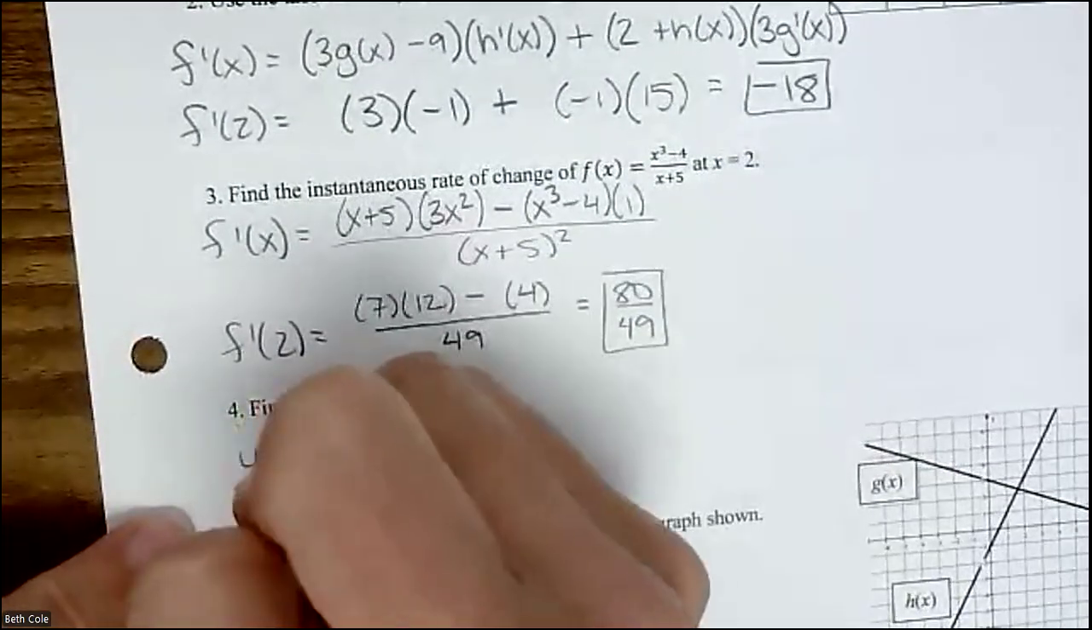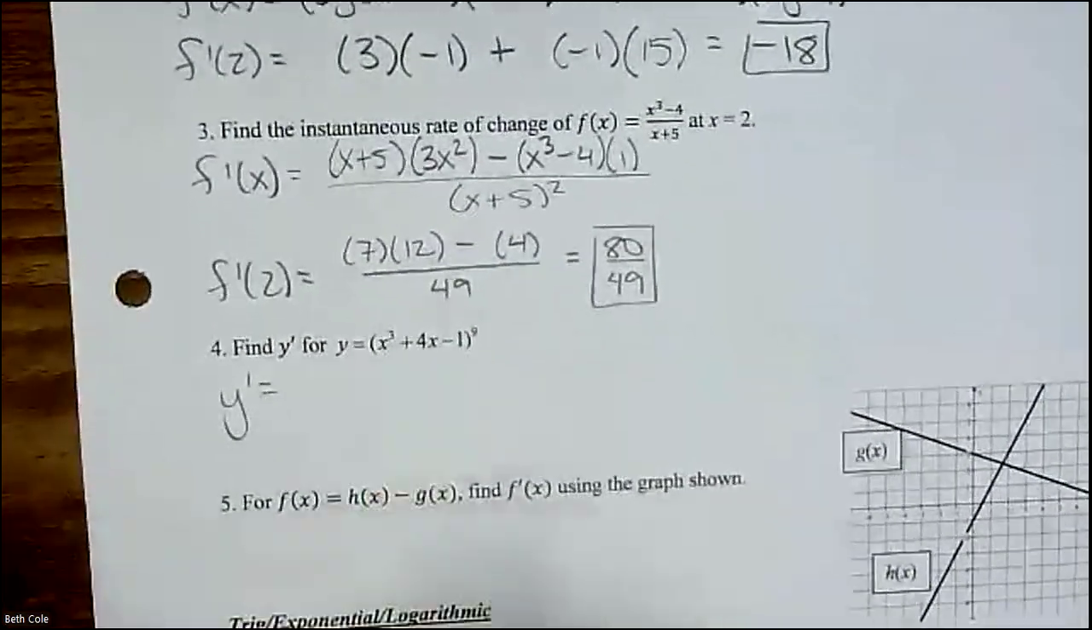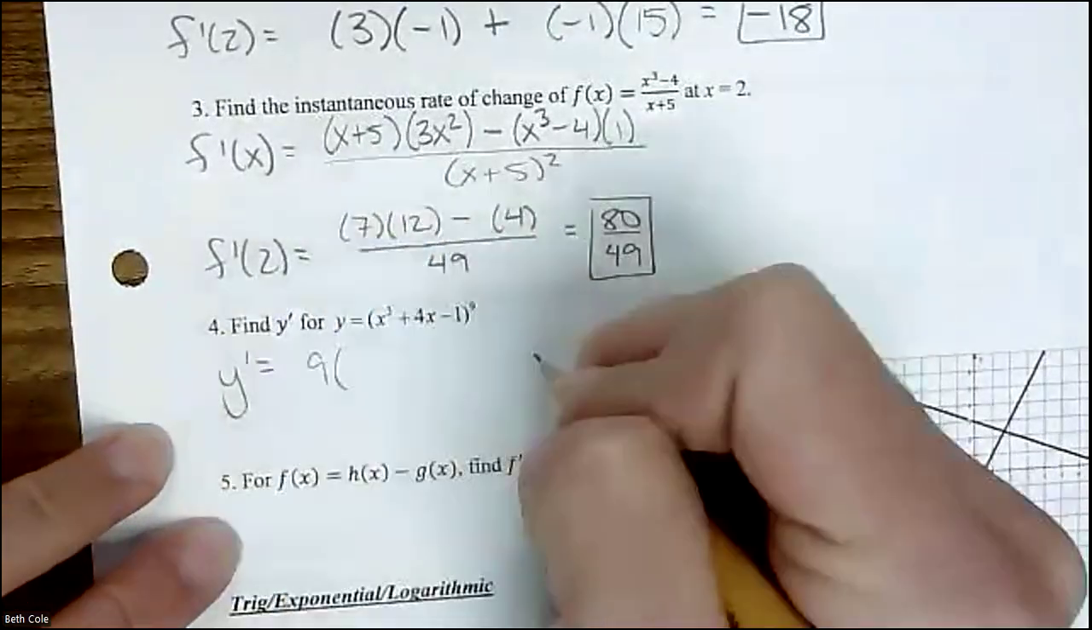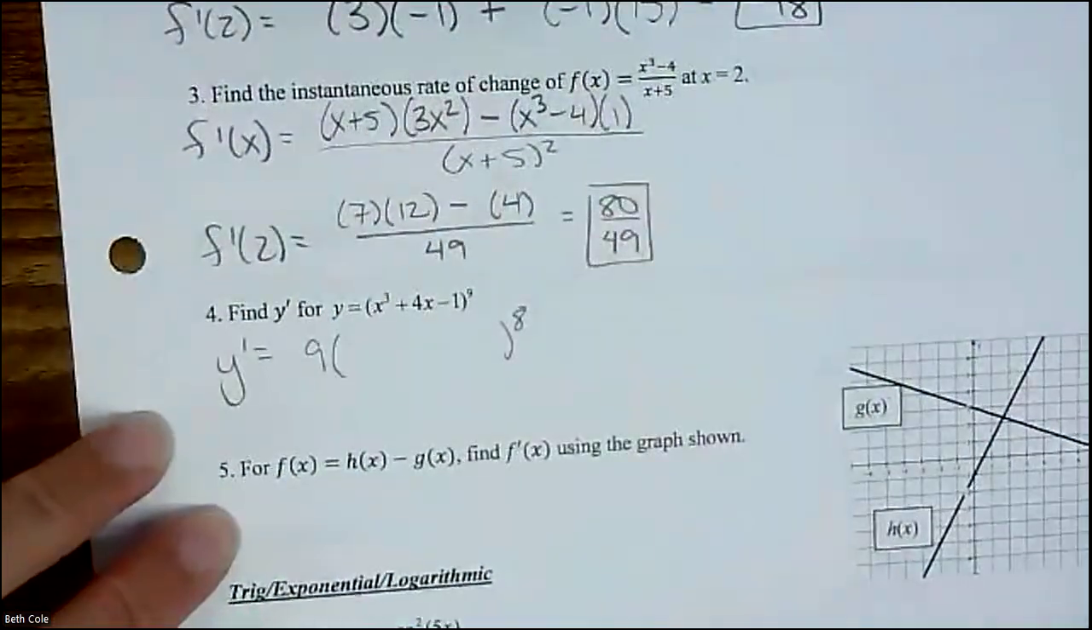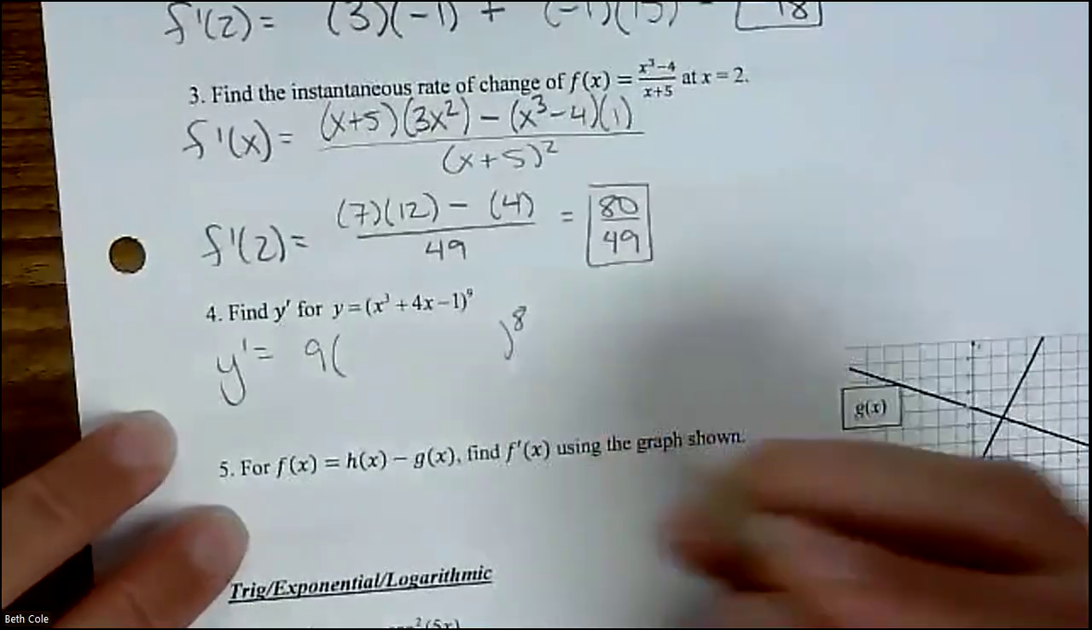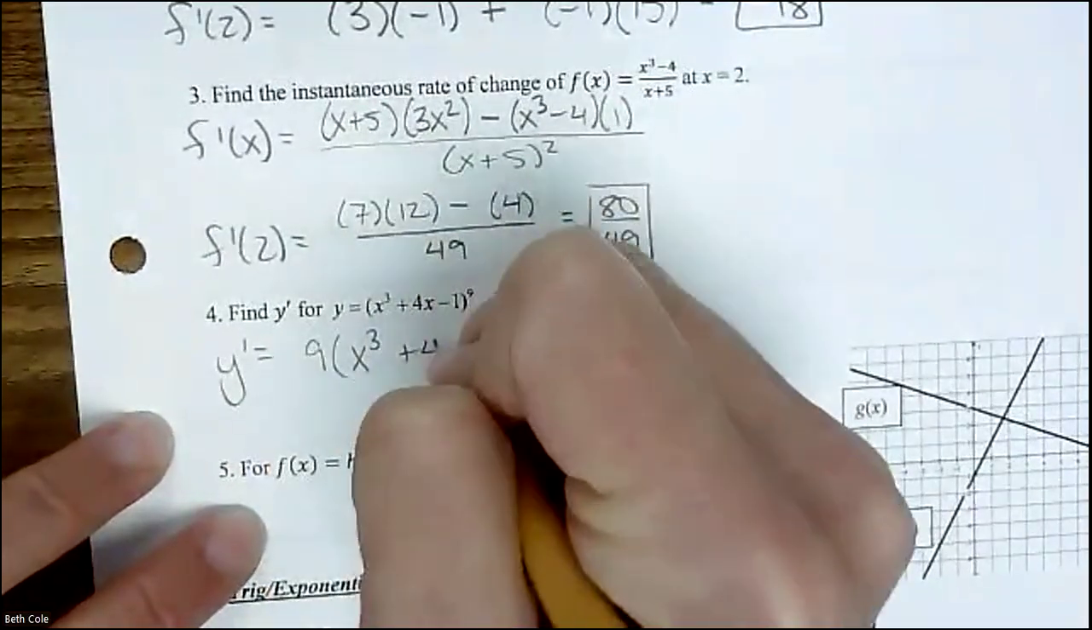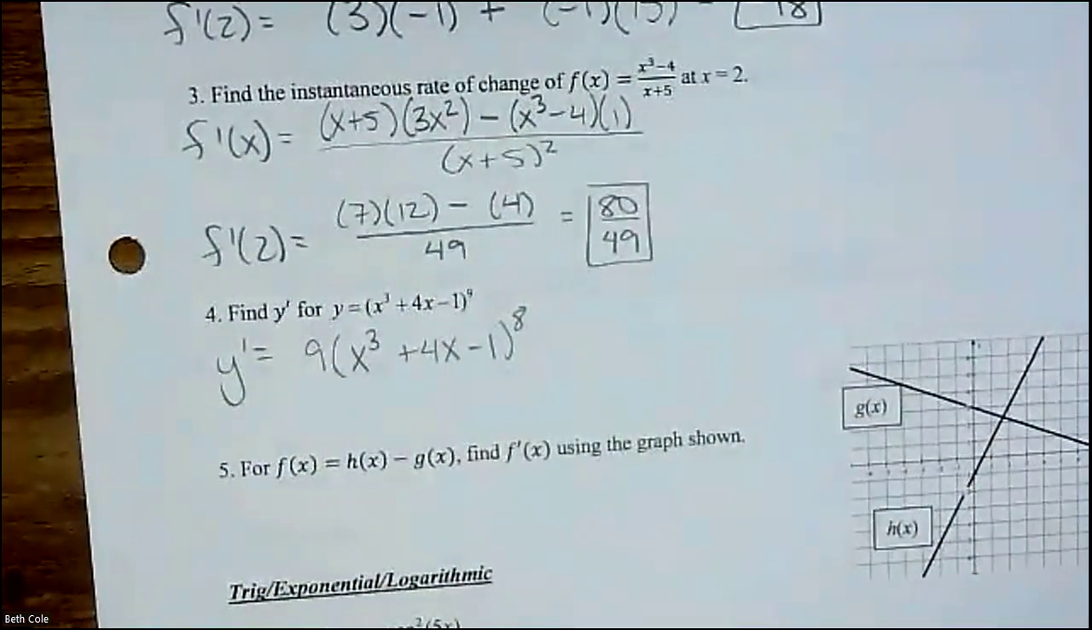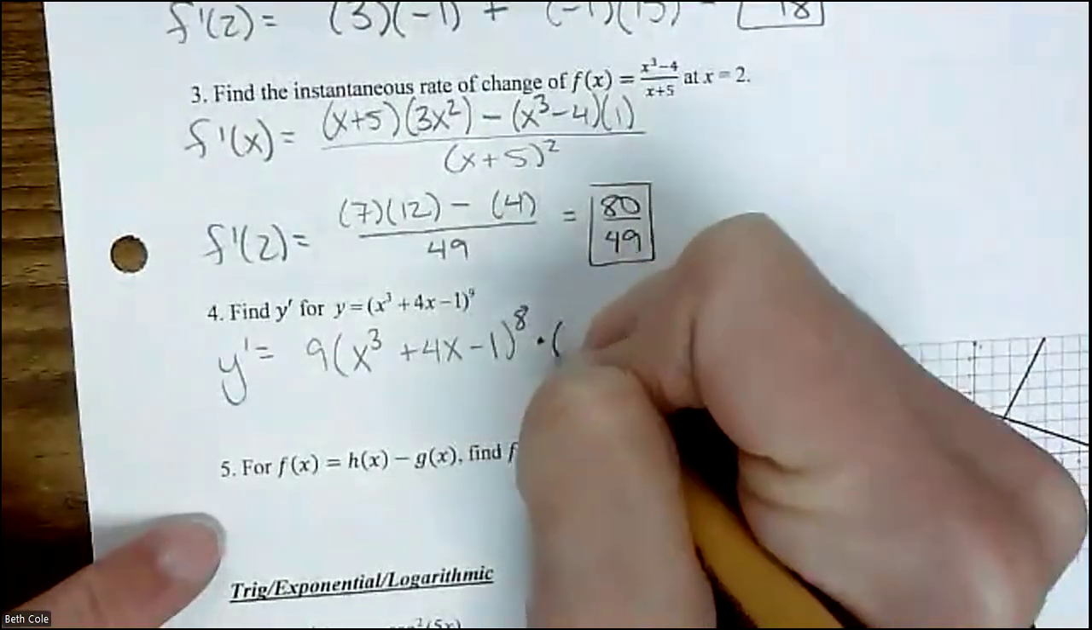All right. What rule do we need for this guy? Chain rule. You're gonna bring the 9 down, drop it to an 8. The guts stays the same. So just literally recopy the stuff in the parentheses. And then you're going to chain on.